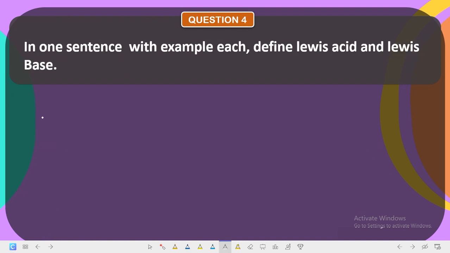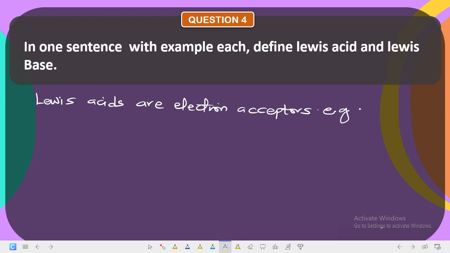In one sentence, define Lewis acid and Lewis base. Now, Lewis acids are electron acceptors. That is what you answer in one sentence. Lewis acids are electron acceptors. Are we getting it? Electron acceptors.